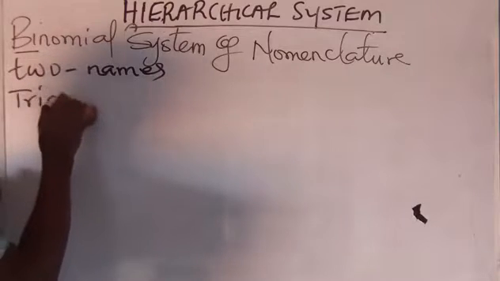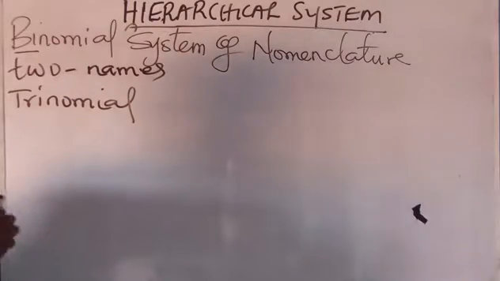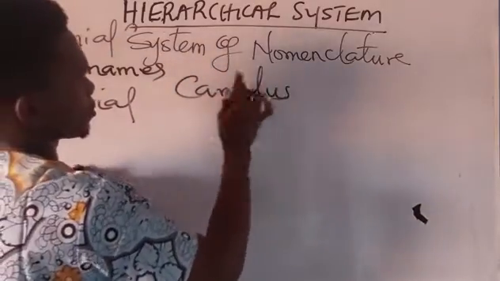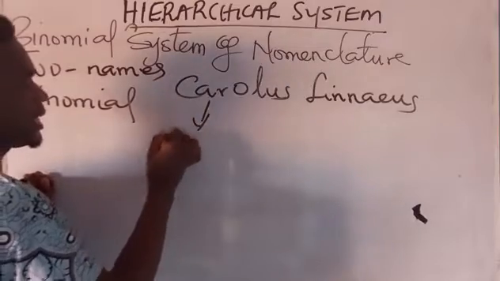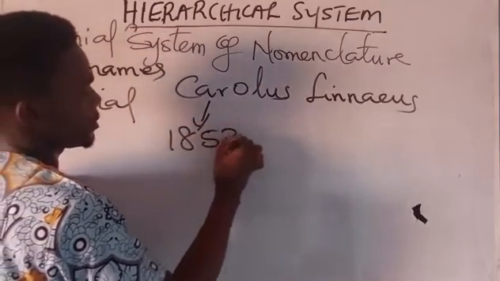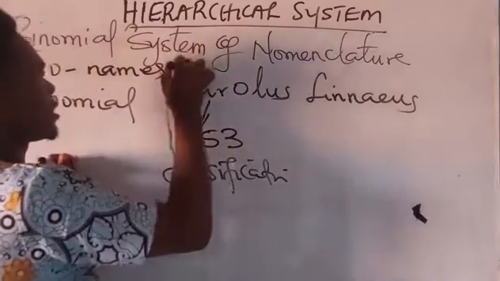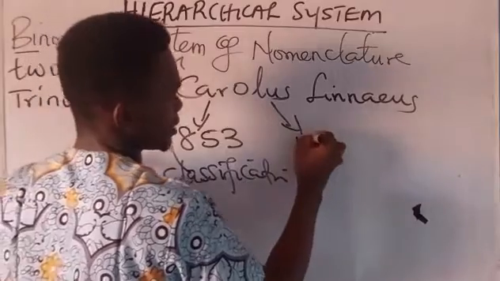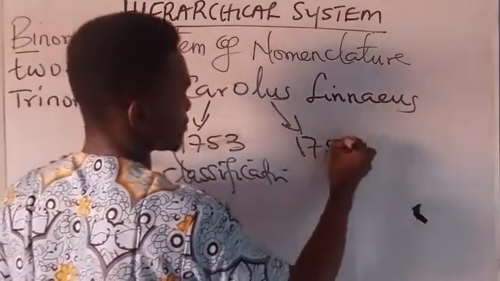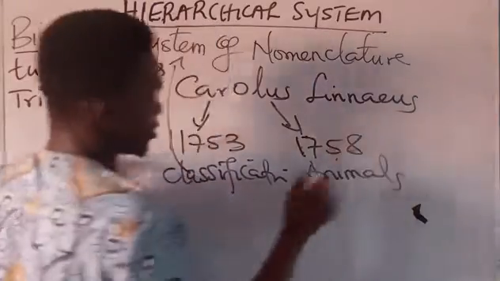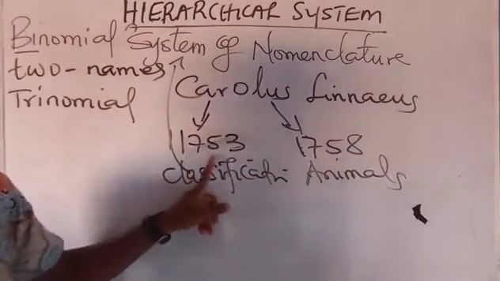We also have what is called trinomial, the systematic way of giving three names to an organism. Now listen to this. Carolus Linnaeus is the father of the binomial system of nomenclature. In 1753 he did the classification of plants, that is, the binomial system of nomenclature in plants. Then in 1758 he did it for animals. So 1758 in animals and 1753 in plants.